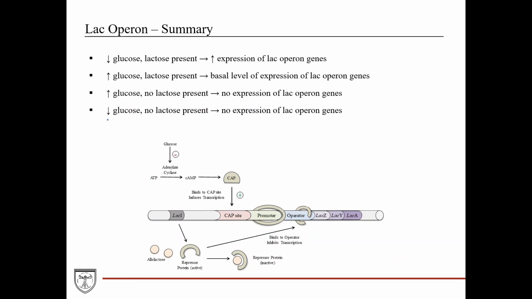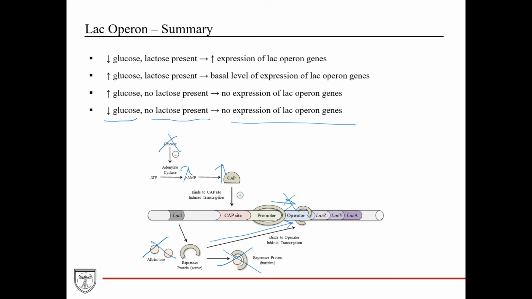And then lastly here, if you have decreased glucose and no lactose present. So first of all, if you have no glucose, you'll have increased cyclic AMP, increased CAP. But if you have no lactose present, it doesn't matter. You're going to have no allolactose. This doesn't happen, and you're going to have the repressor protein active and binding to the operator and blocking transcription of these genes. So you'll have no expression of the Lac Operon genes. And that makes sense. If there's no lactose around, there's no point in expressing these genes because there's no use for them.